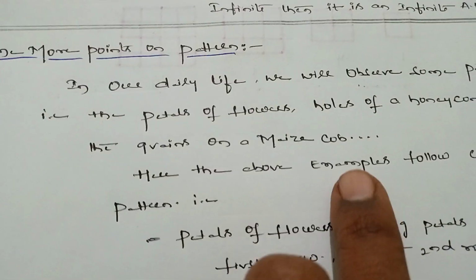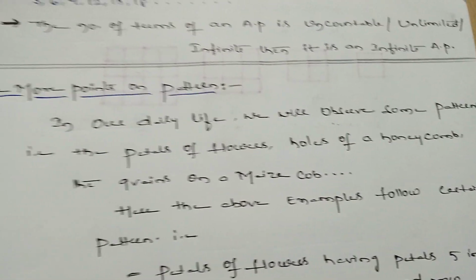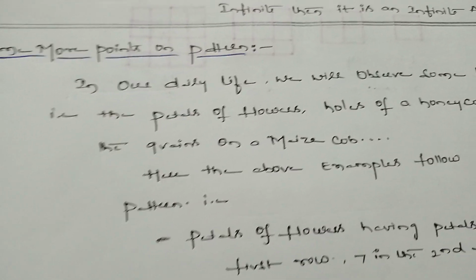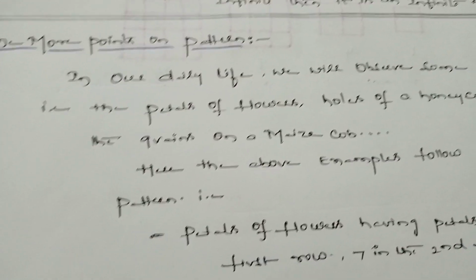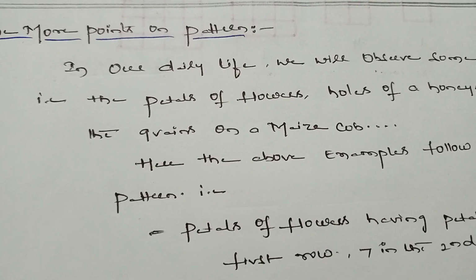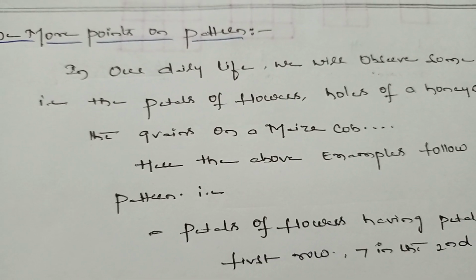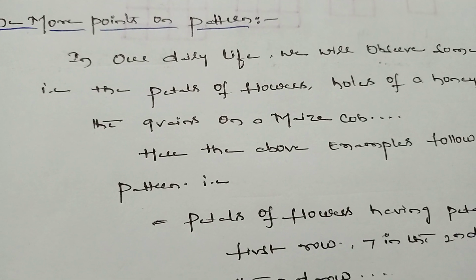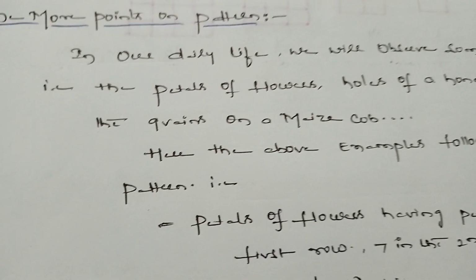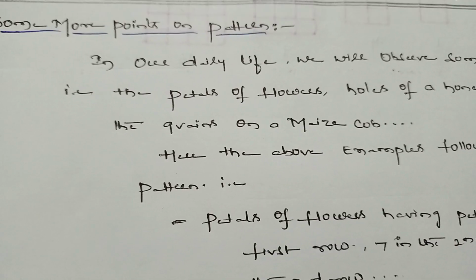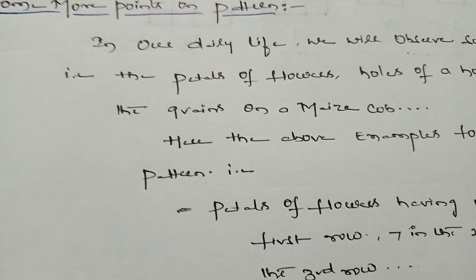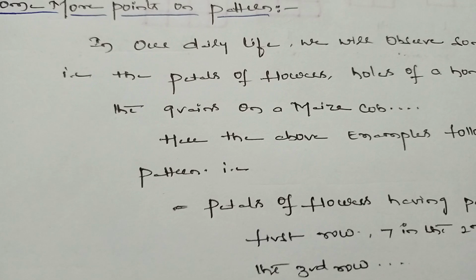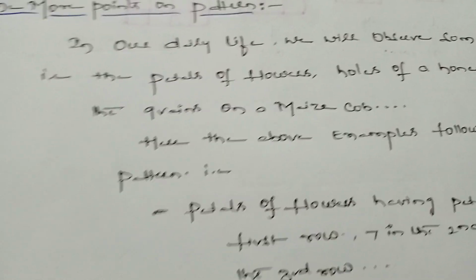Similarly, the holes of a honeycomb, how will it be? The holes will be in the shape of a hexagon. In the first row it may be 5 holes, in the second 6, in the third 7, but all will be of the same shape, guys. If you observe, each and every row increases by a certain number. That certain number we already discussed, it is a fixed number, and we call it the common difference. Let me explain in detail.